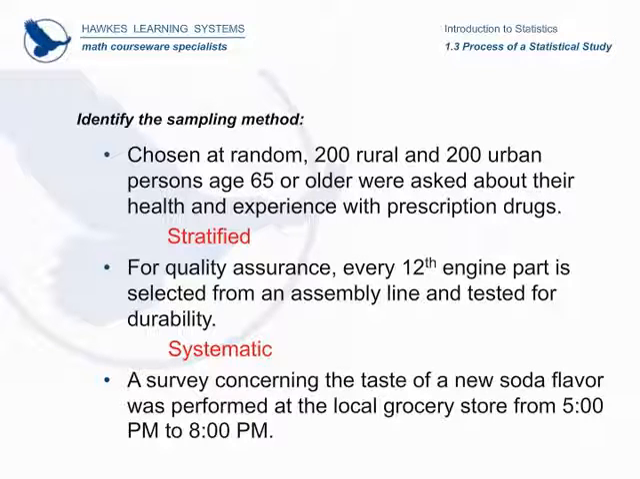Lastly, a survey concerning the taste of a new soda flavor was performed at the local grocery store from 5 p.m. to 8 p.m. That would be convenience sampling, because a time frame was selected that was convenient for the researcher. There was not a lot of design or planning to this sampling method. It was just whatever was convenient for the researcher.